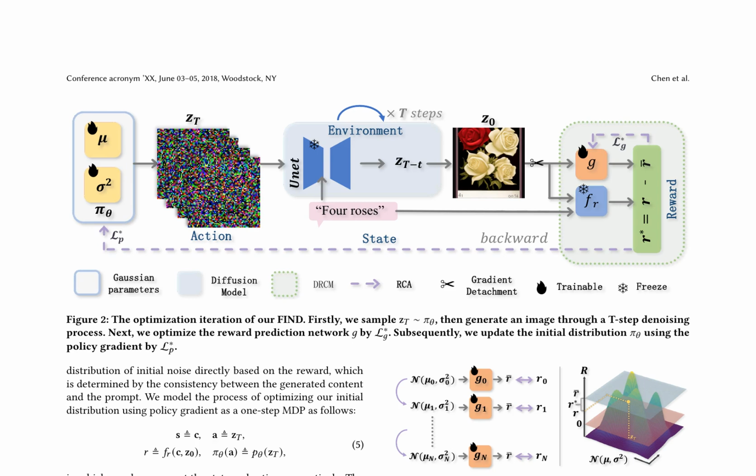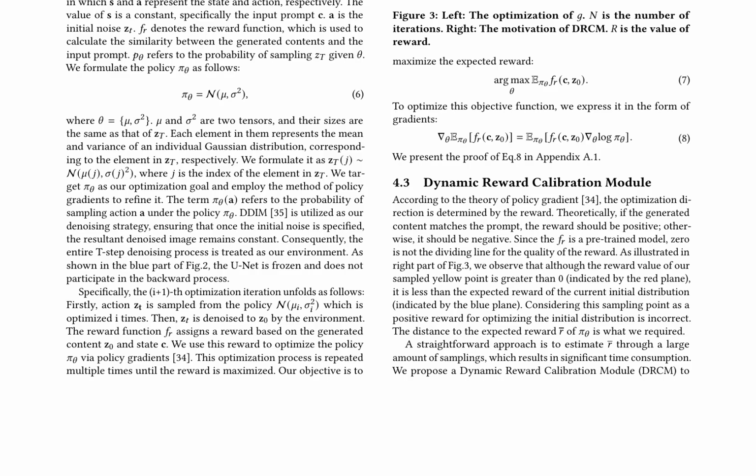The optimization objective is to maximize the expected cumulative reward over trajectories, which are sampled according to the policy. The authors introduce the FIND formulation, which models the process of optimizing the initial distribution as a one-step Markov decision process. The policy is formulated as a Gaussian distribution, and the objective is to maximize the expected reward. The policy gradient is used to optimize the policy, and the method is illustrated in Figure 2.